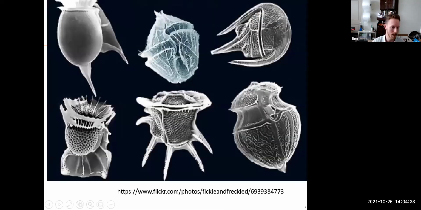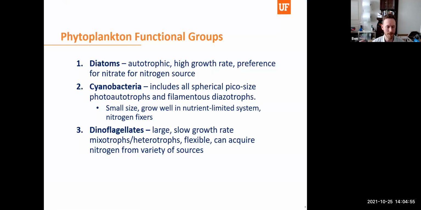And then lastly, of the main functional groups that we'll talk about are the dinoflagellates. Here's a nice figure of some armored dinoflagellates, but they can also be naked dinoflagellates like Karenia brevis off the west coast of Florida. And they tend to be larger, slower growing, but they have the advantage of having more flexibility in their trophic modes. So many of them are mixotrophs. Some of them are obligate autotrophs, but many are mixotrophs. And then there are some that are heterotrophs as well. So they are flexible across all of those, and they can acquire nitrogen from a variety of sources.